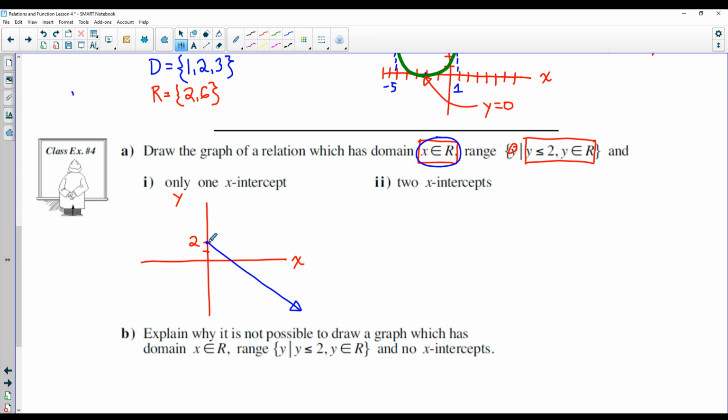Now, I don't want this graph to cross the y-axis another time, so maybe what I could do is just sketch a graph where it goes towards the left here. Now this should make sense, okay? Are all x values allowed? Yes, because the graph goes all the way to the left, all the way to the right. And are all y values less than or equal to positive 2? Yeah, they start at positive 2 and they go straight down. Okay, how about if we have two x-intercepts?